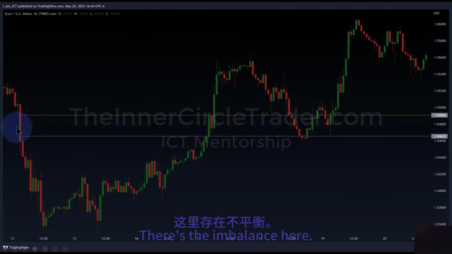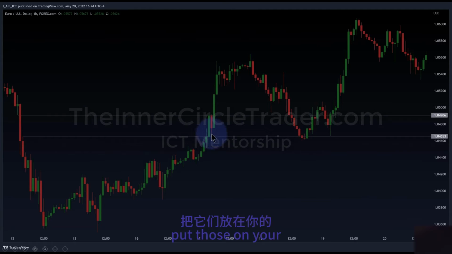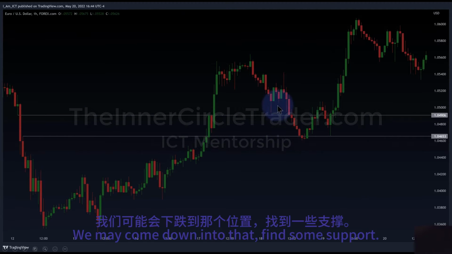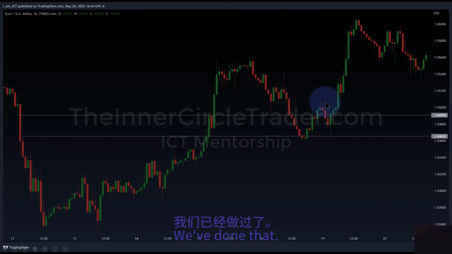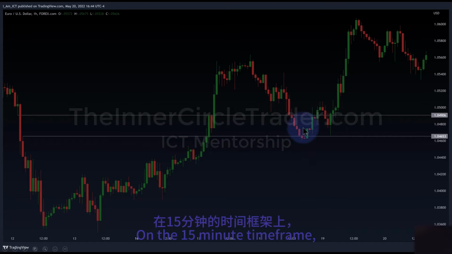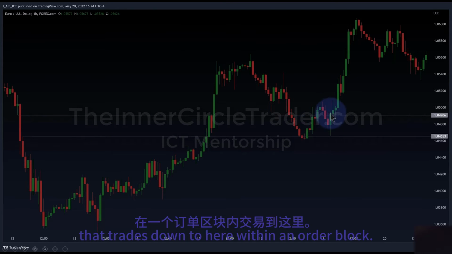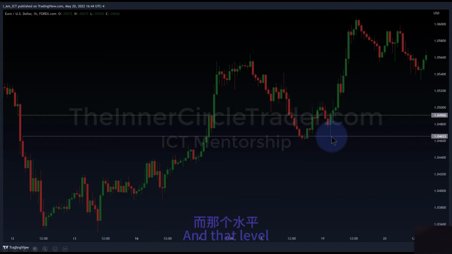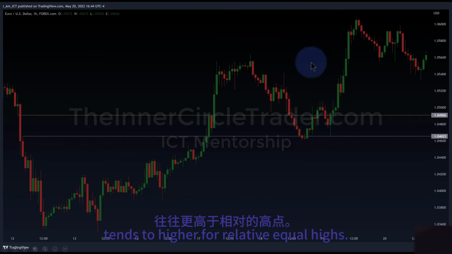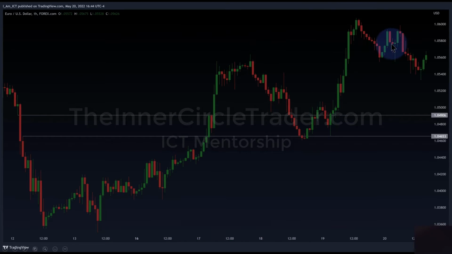There's the imbalance in here. I mentioned put those on your chart. We may come down into that, find some support. We've done that. On the 15-minute time frame, you'll see there's a fair value gap that trades down to here with an order block and that level. Sent it higher for relative equal highs. Really nice run. That was explained to you beforehand.